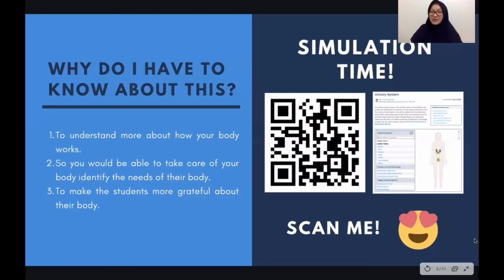Okay, so simulation time. I am going to show you guys around the simulation on the urinary system to get you guys waking up. So you guys can scan the simulation on your phone, and let's get to the simulation.